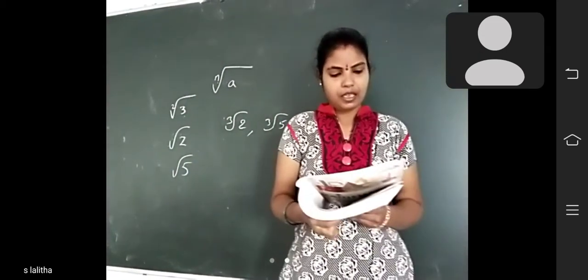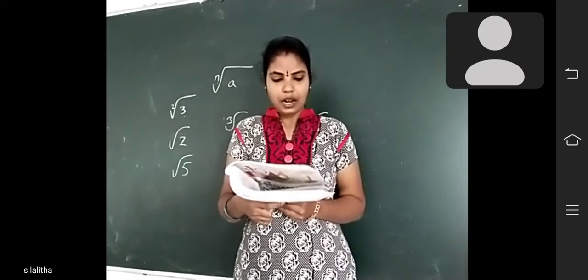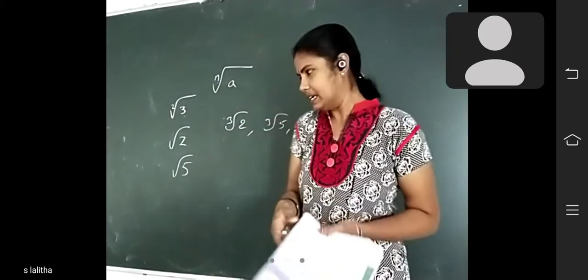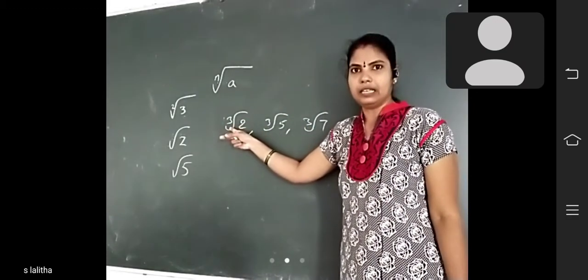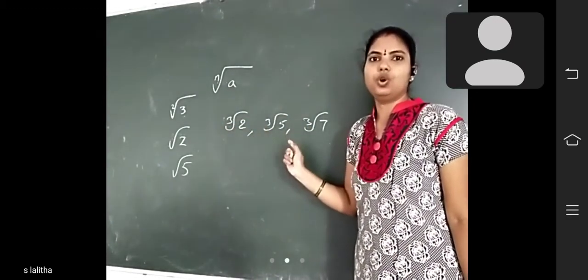Cubic surd. A surd of order 3 is called a cubic surd. So these are all cubic surds. What is the order here? 3. So what do you call this one? Cubic surd.